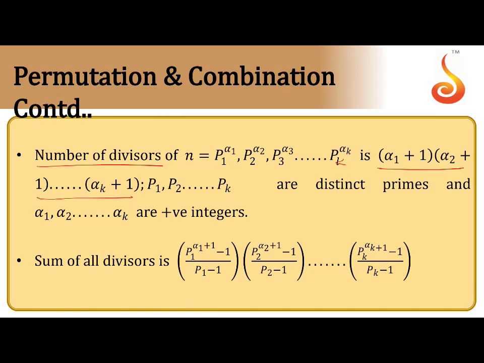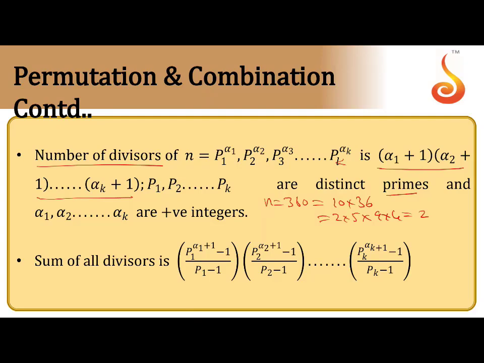Here p1, p2 and so on are distinct prime numbers, which you take as the prime factors of the given number. For example, if you take n equal to 360, then 360 is 10 into 36. 10 is written as the prime factors 2 into 5. And 36 you can write as 6 square, or 9 into 4.